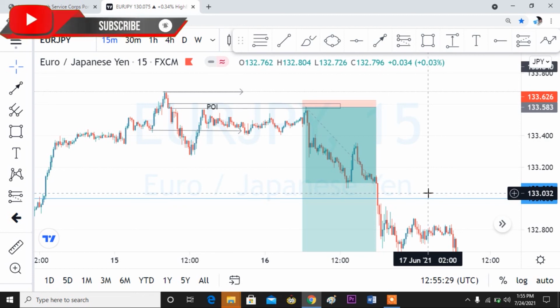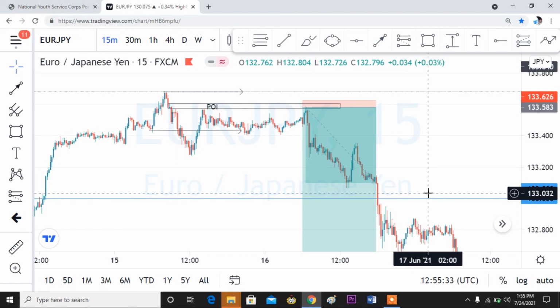In another video, we'll show you more examples on how you can trade using the bullish order blocks and the bearish order blocks.